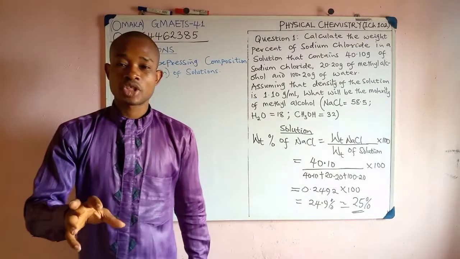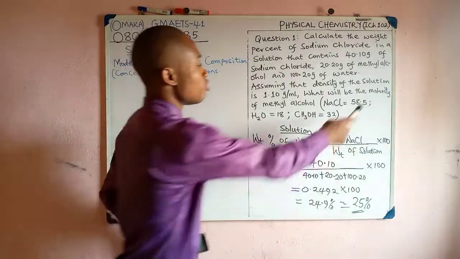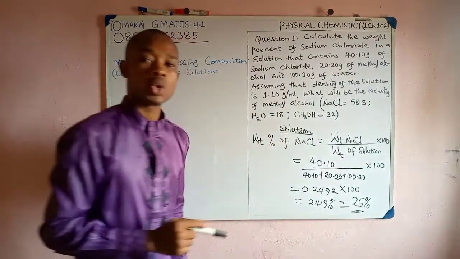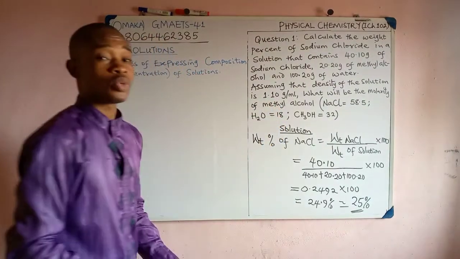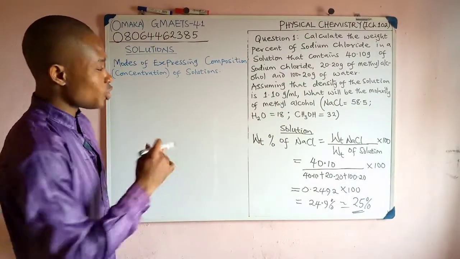You're welcome from the short break. Now we want to determine the molarity of methyl alcohol. Of course, from the question we're given that the density of the solution is 1.10 grams per mole. How do we go about this?